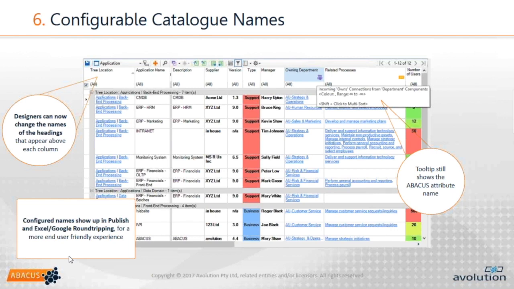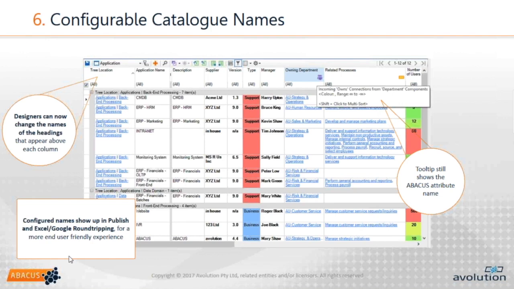So now we allow designer users to configure those column names as they appear above each column. If you hover the cursor over the top of the column, you can see a tooltip that will show you the actual ABACUS attribute name.